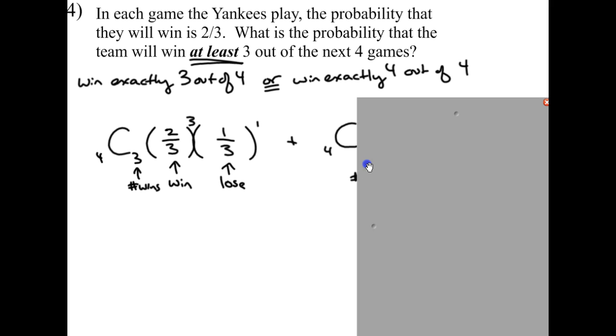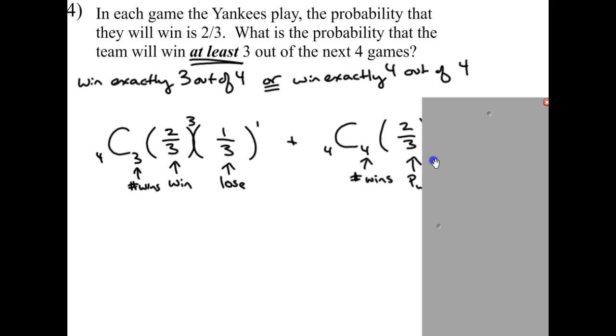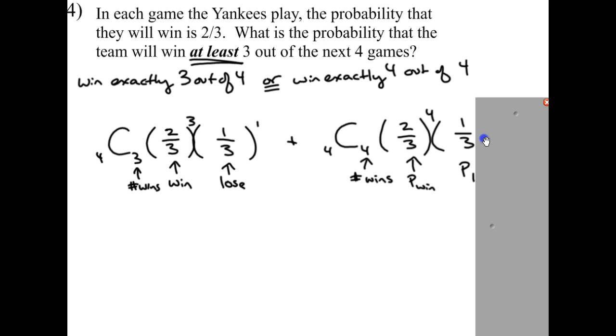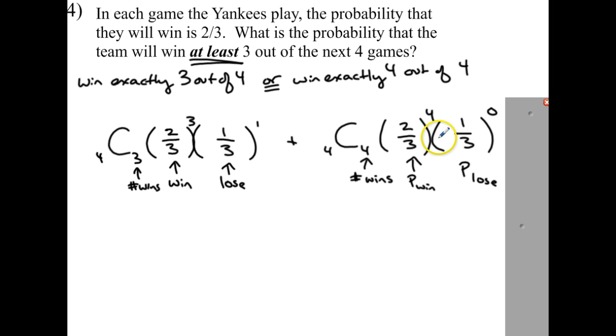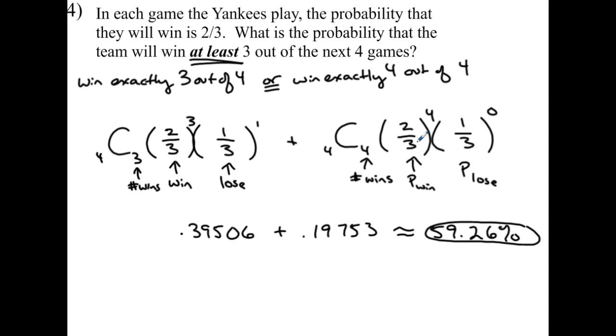Okay, so hopefully you had 4C4, number of wins. The probability is still the same. 2/3 is a win. And I want 4 of them, right? I want to win all of them. So 1/3 is a loss. Think about, well, what's the amount of losses that we could have? 0, right? So you're just going to put this in your calculator, get a percentage, and then add up those 2 probabilities. (59.26%).